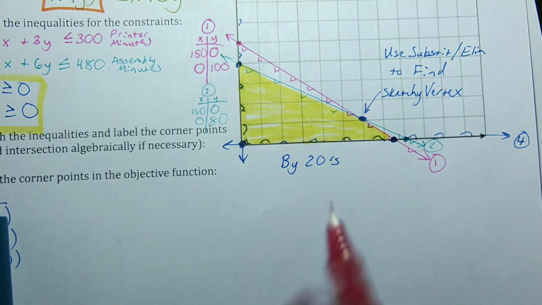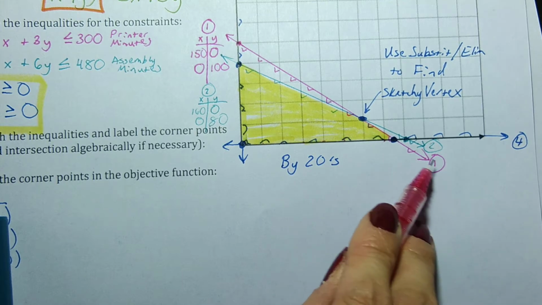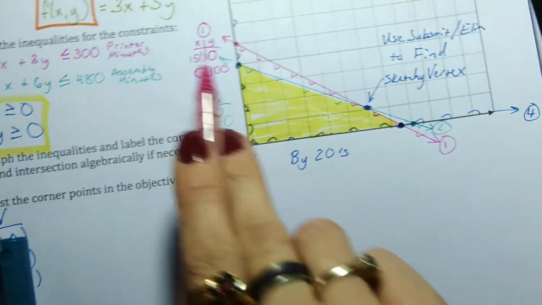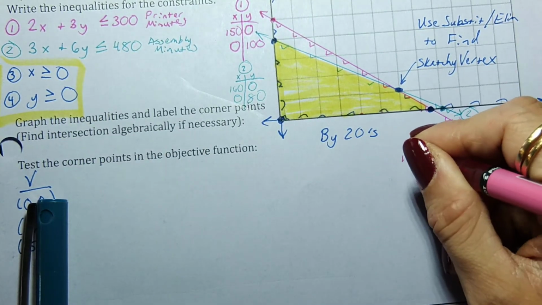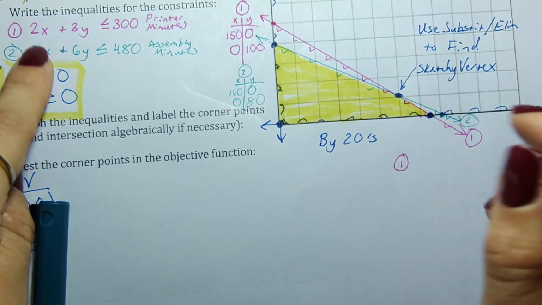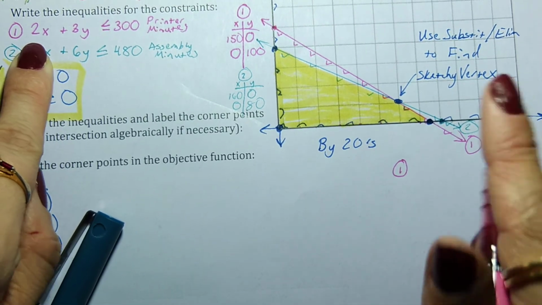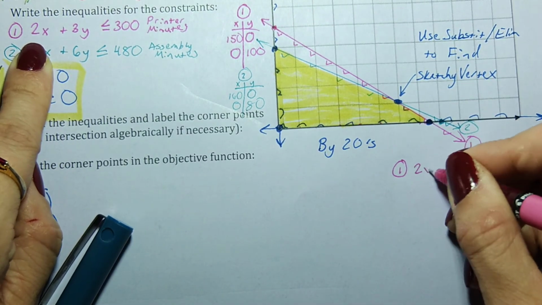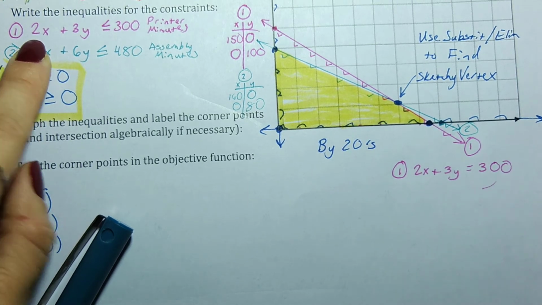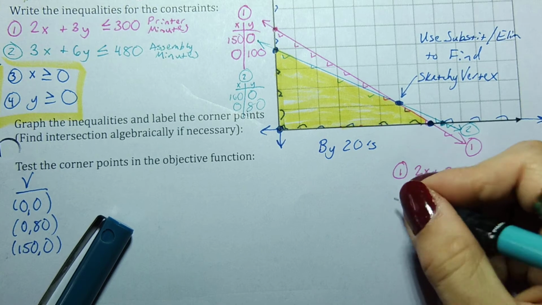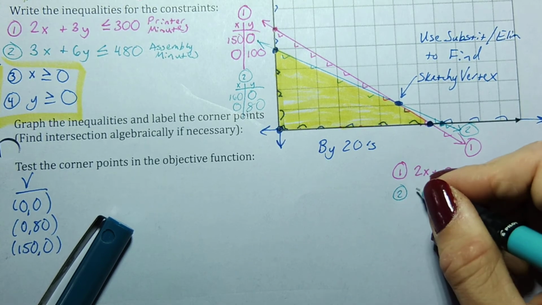So if we want to find that vertex, this is the intersection of line 1, this guy over here, and then line 2, this one over here. Now when we are finding the intersection point, we're concerned about the lines themselves or the equations, not the shading. So I'm going to go ahead and write that first inequality as an equation. And then I'm going to write that second inequality as an equation.